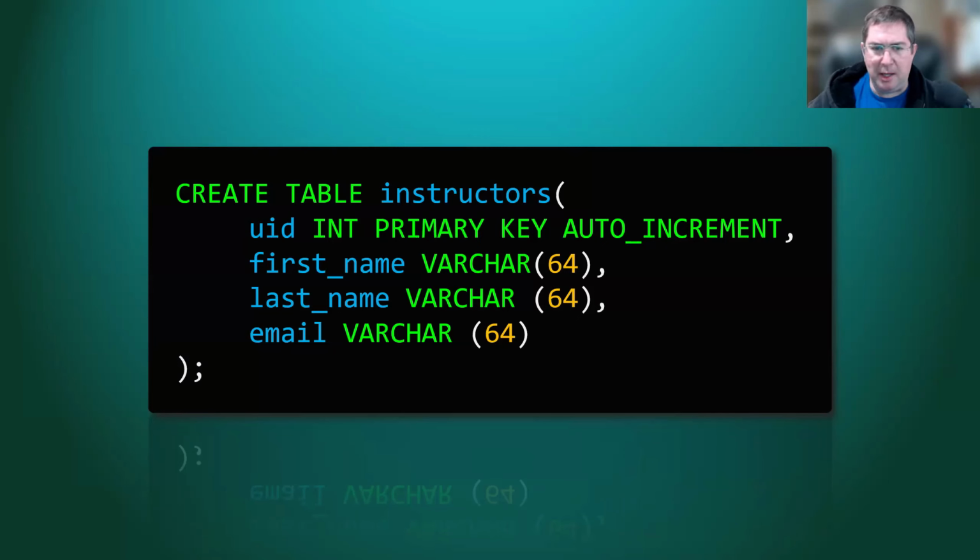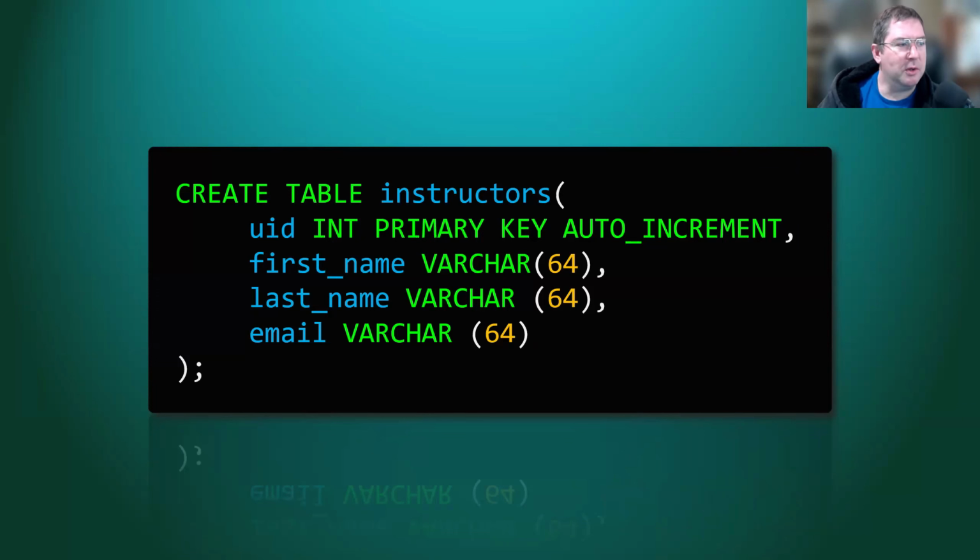We have a UID, which is an integer primary key auto increment. That's all familiar. Now, first name, last name, email. And these are all pulled from our data schema earlier that we looked at. And we want to make sure that everyone has a first name or a last name.